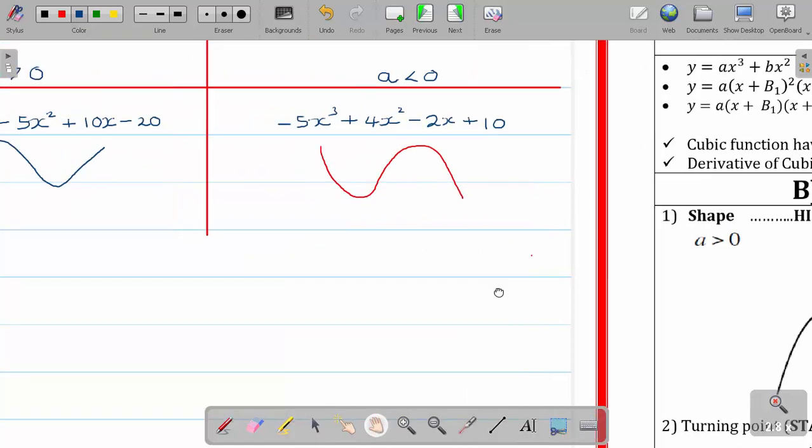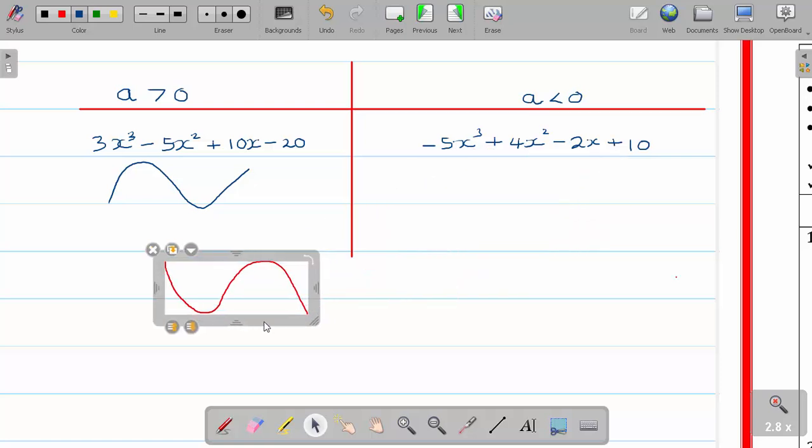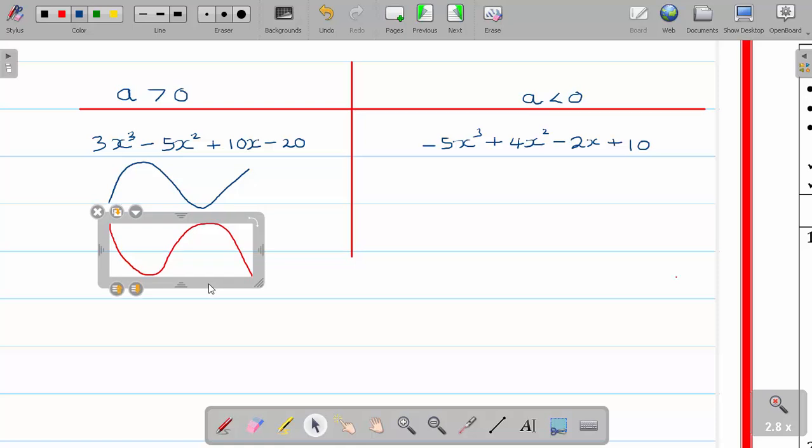Let's check them out here. Now if you look here, if my a is bigger than 0, like this is 3x cubed minus 5x squared plus 10x minus 20, and here it is less than 0, so negative 5x cubed plus 4x squared minus 2x plus 10. Now come check this out. If I happen to bring this shape here and put it closer to this one like this, you can see that my shape looks like a fish now. So note that when a is bigger than 0, our shape's like this, and when a is less than 0, our shape's like this one here.